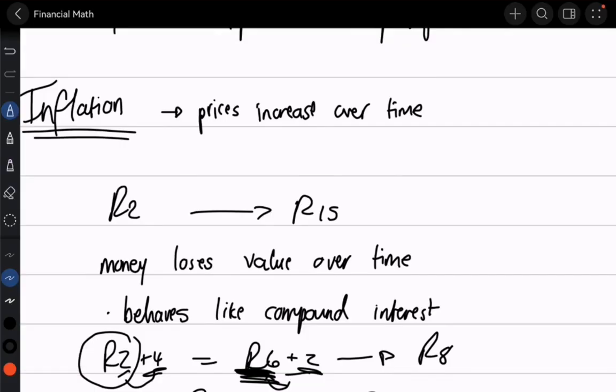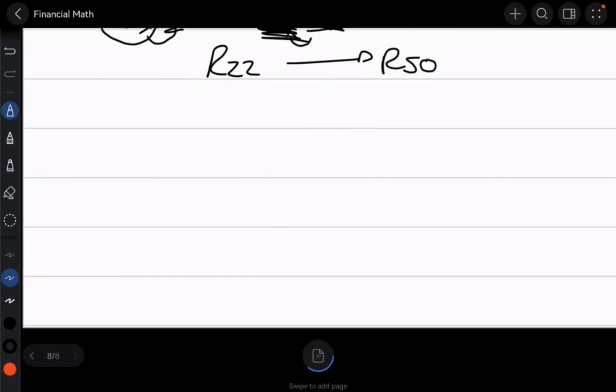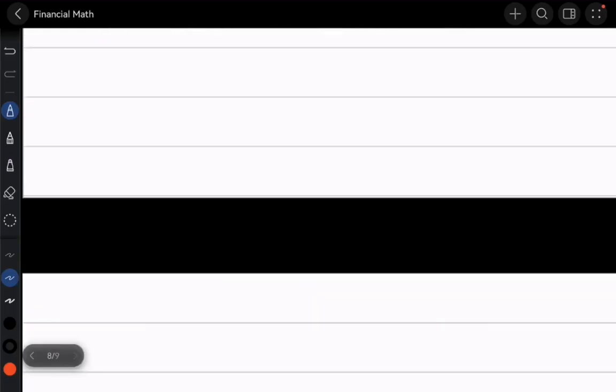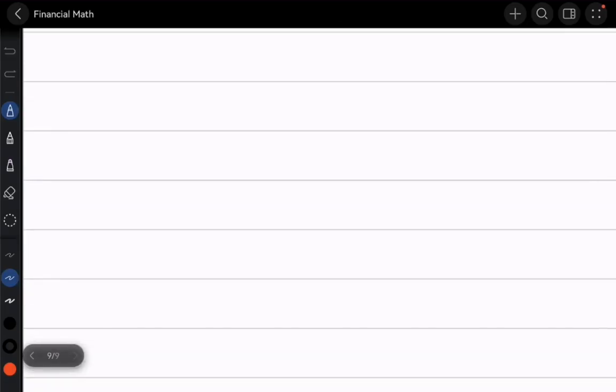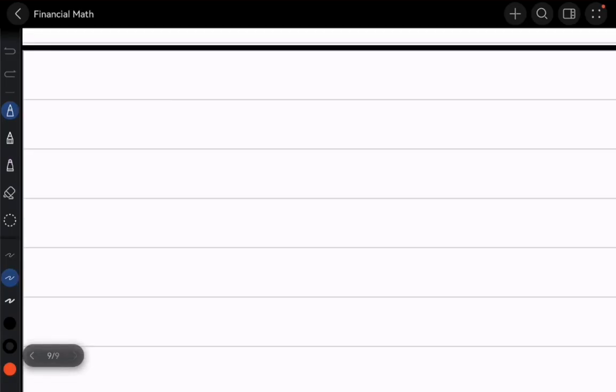And then another thing that we have is population growth. Population growth works similar to your compound interest. Let me do this.